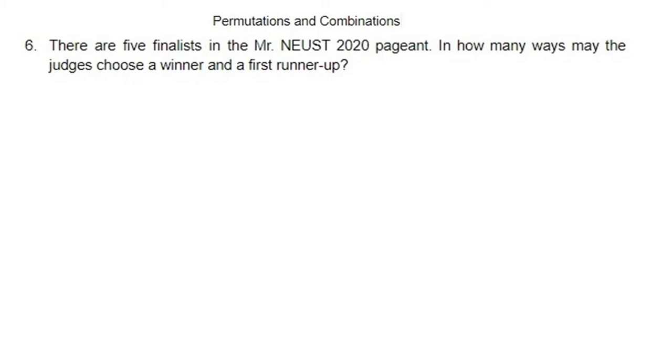So, next, there are 5 finalists in the Mr. University, Mr. NEUST 2020 pageant. In how many ways can judges choose a winner and a first runner-up? Kung 5 yan, napili na isa, natira sa 5 ay 4. So, 20 ways. Di ba? Ang dali lang.